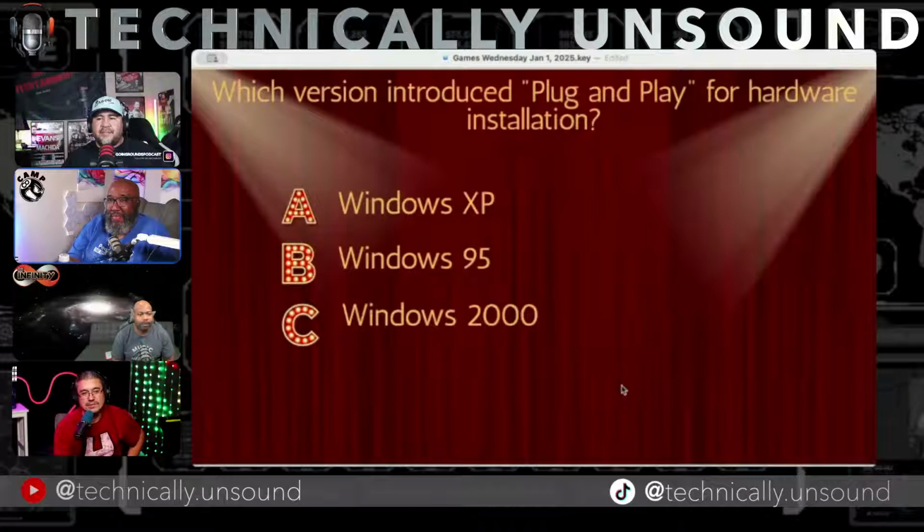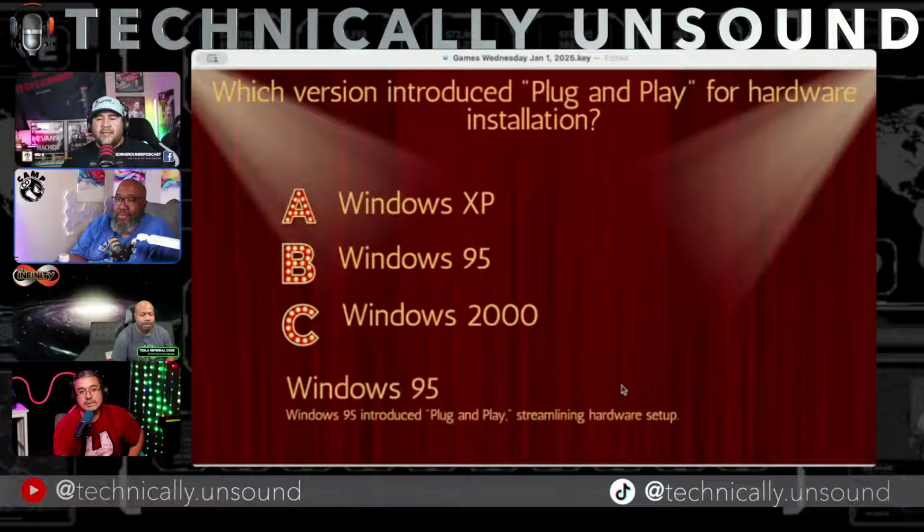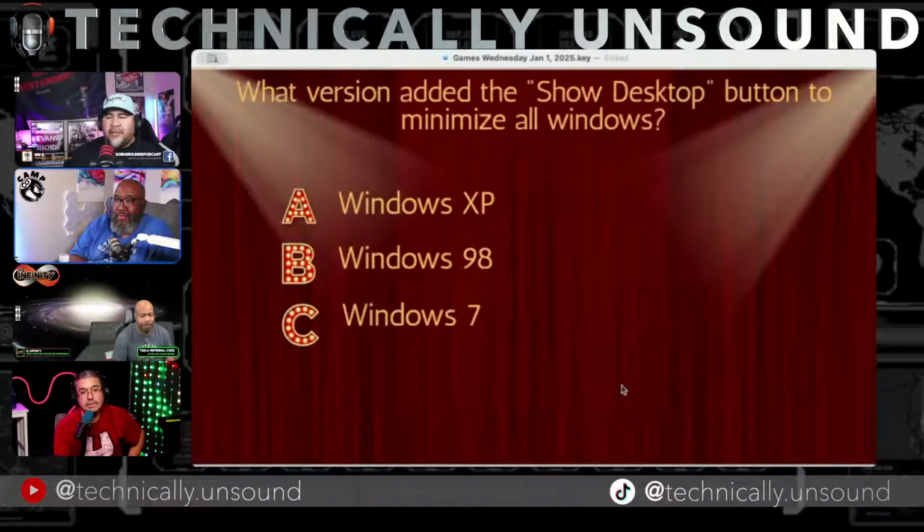We got a Windows 2000 choice. Which version introduced plug and play for hardware installation? I'm gonna go with C, but I could be wrong. No, Joey says B. It's not C. Windows 95. Yep. Because everything tried to be Windows 95. Oh, plug-in. Now they don't have it.